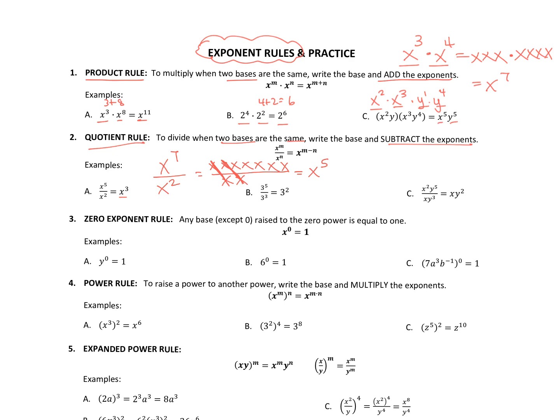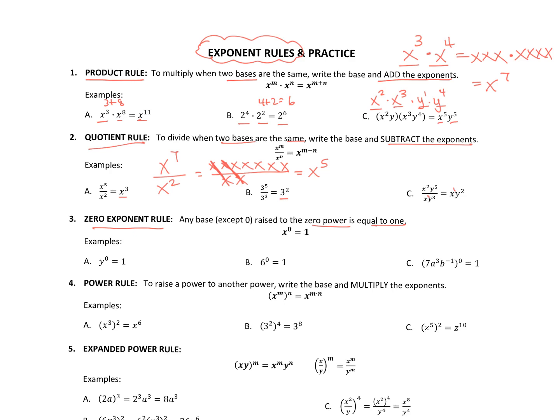I have a like base of 3. Notice my base of 3, it doesn't change to a 1 or anything. And I do 5 minus 3 and I get my 2. Same thing here. 2 minus 1 is 1, and 5 minus 3 is 2. So now the 0 exponent rule: anything to the 0 power is equal to 1. You can take a look at those examples.